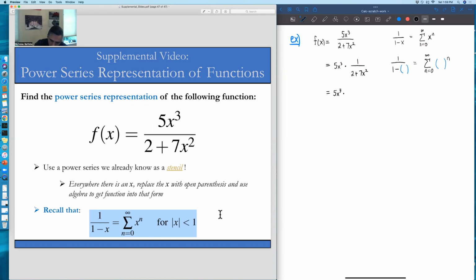Next, we see that in the stencil, we have a 1 minus something in parentheses in the denominator. Here we have a 2 plus our x term in the denominator. Let's try to make that leading 1 term by itself over here. So in order to do this, we can pull out a 2 from each term in the denominator. So if we're factoring out a 2 from each term, we have a 1 plus a 7 over 2 x squared. The reason being is if we distributed that 2 into the denominator, we would get back the denominator that we started with.